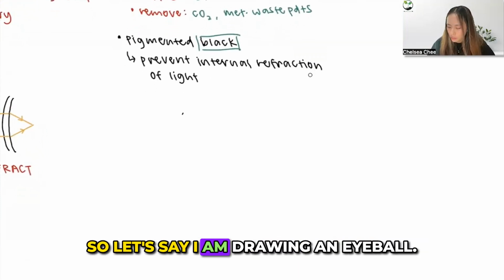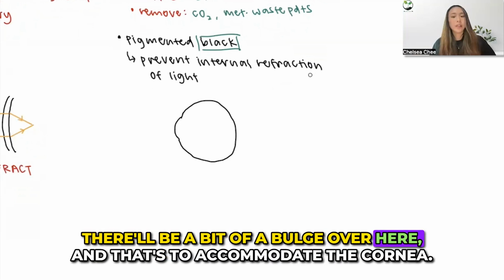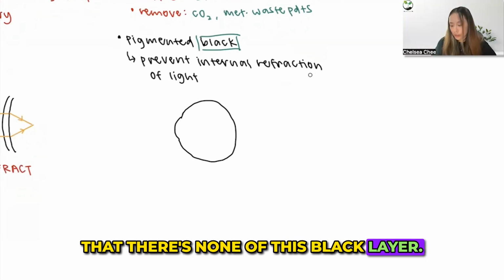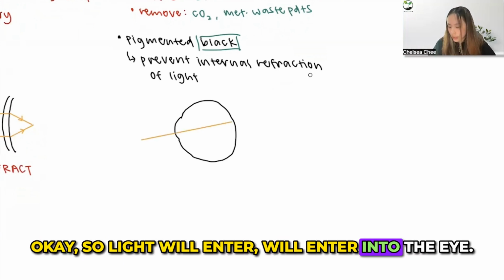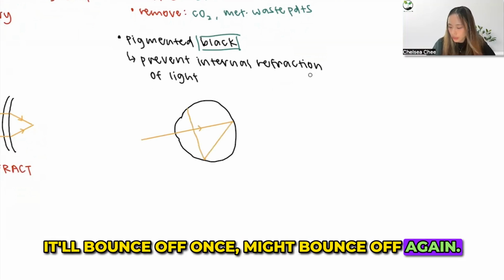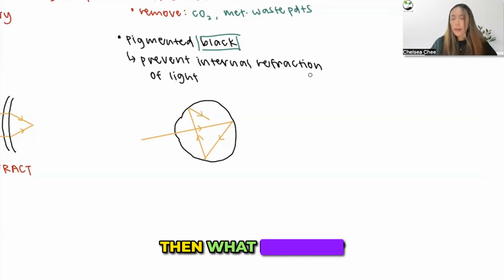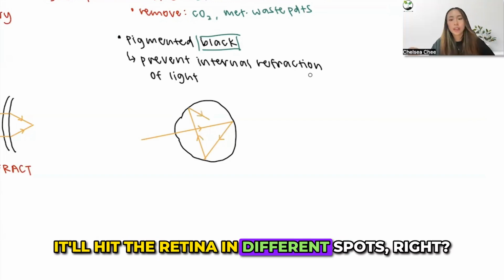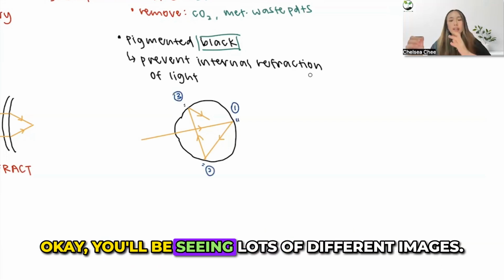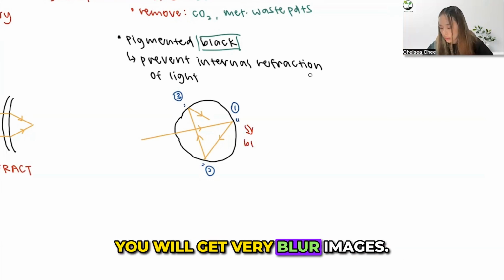Let's say I am drawing an eyeball. When you draw an eyeball, it's not a perfect circle. There'll be a bit of a bulge over here, and that's to accommodate the cornea. Now let's imagine that there's none of this black layer. Light will enter into the eye, and then it will bounce off. It will reflect. It will bounce off once, might bounce off again, who knows, might bounce off a third time. It will bounce around in the eyeball, and it will hit the retina in different spots. There will be one image here, another image here, another image here. You'll be seeing lots of different images. What happens if this is the case? You will get very blurry images.